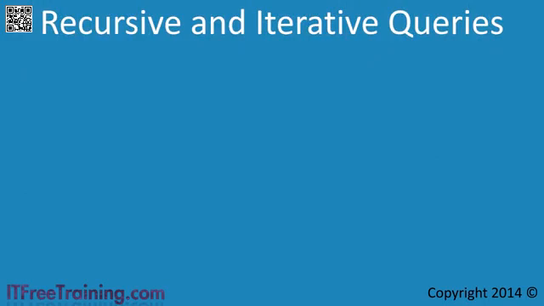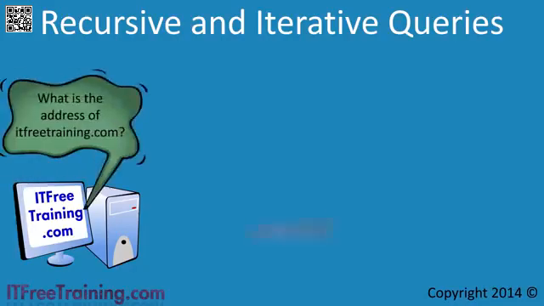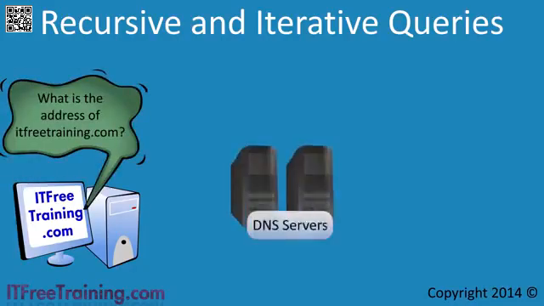In this example, if a desktop computer attempts to resolve a DNS name, it will first check its local cache to see if it has been resolved previously. If the DNS name is not in the cache, the desktop computer will contact its locally configured DNS server or servers in order to try to have the DNS name resolved. In order to resolve the request, the desktop will send what is called a recursive query to the DNS server.